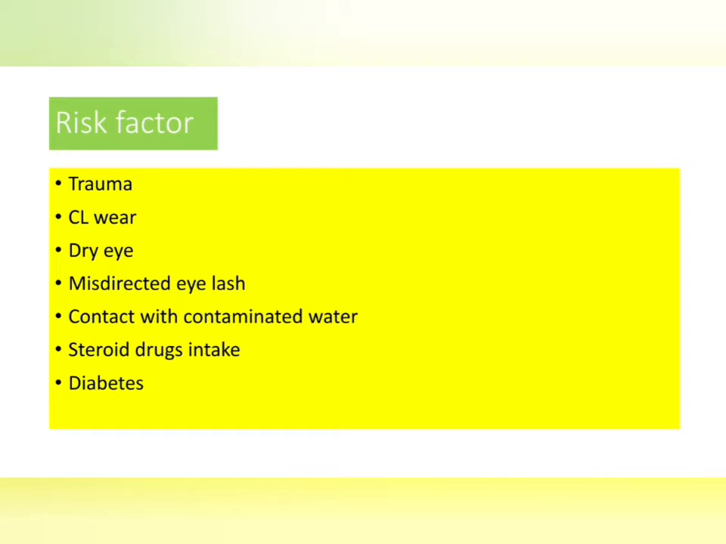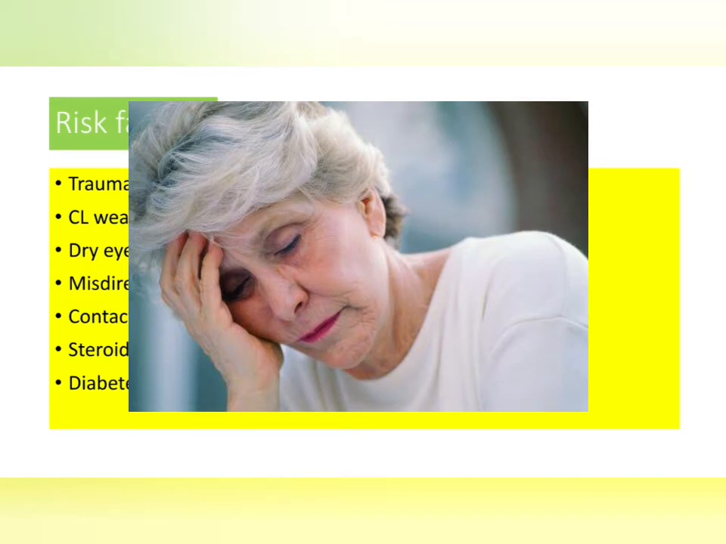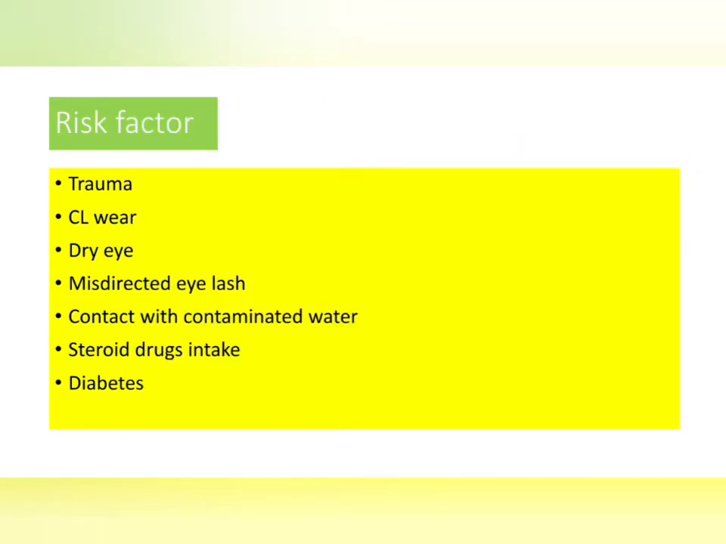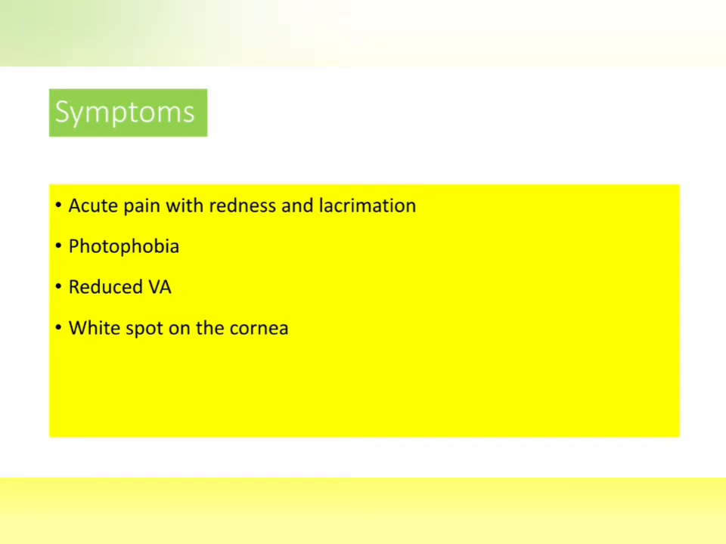Steroid drug intake or diabetes, why? Because the person who is taking steroid medication or who has diabetes has a weaker immune response or immune system than normal people. So due to this weak immune system, those persons are more prone to this type of infection. Okay, so what are the symptoms?